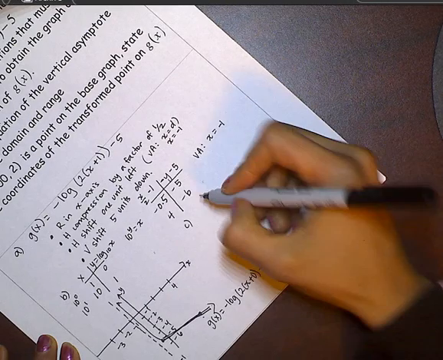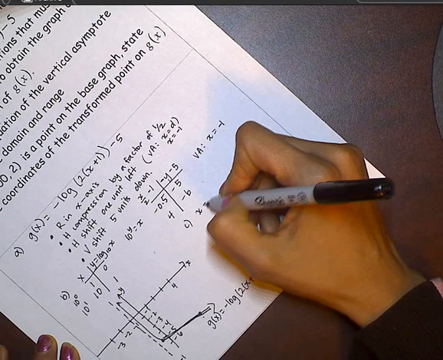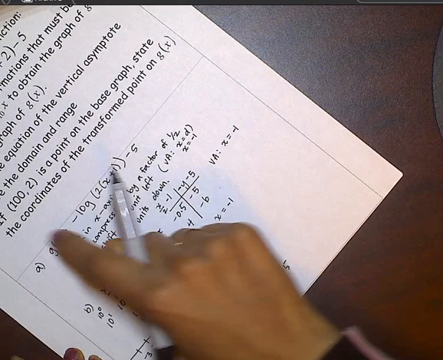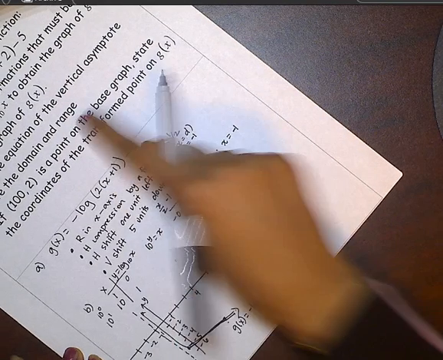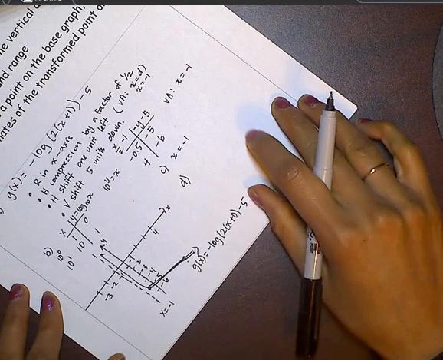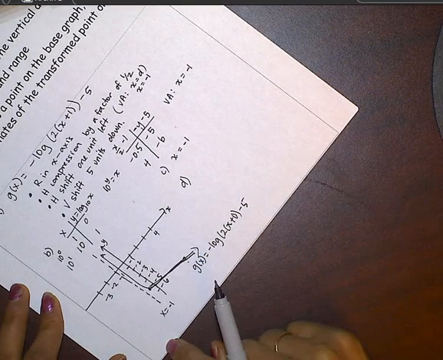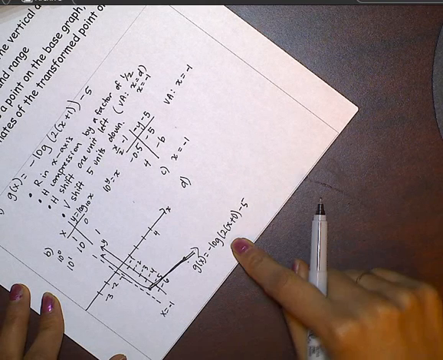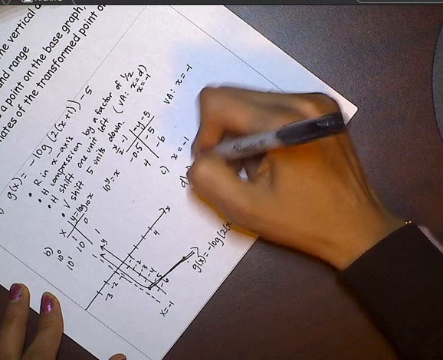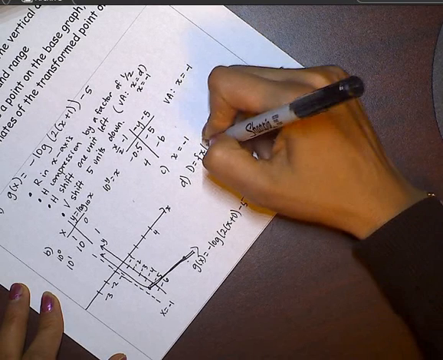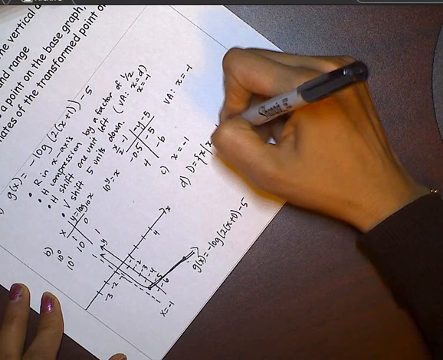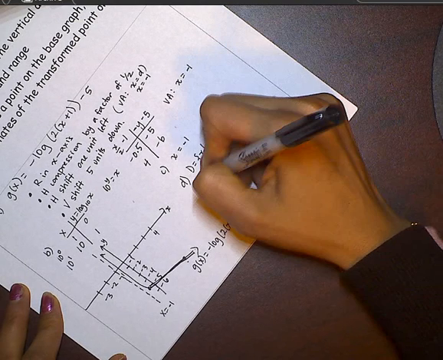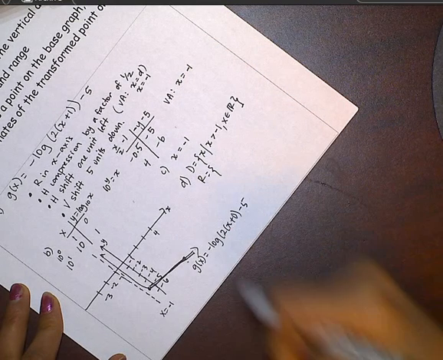Part D asks to write down the domain and range of the function. So when I'm writing down the domain and range, I'm going to refer to my graph. The domain here, the function is basically only defined when x is greater than negative 1. So writing that in set notation, x such that x is greater than negative 1, x is an element of all real numbers. My range here, there is no restriction on the y value, so y basically is anything. Y is an element of all real numbers.